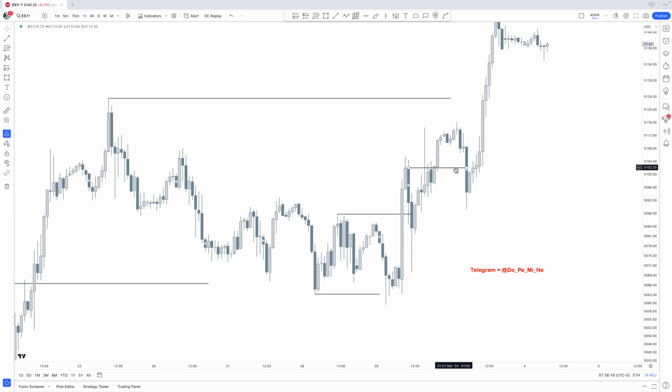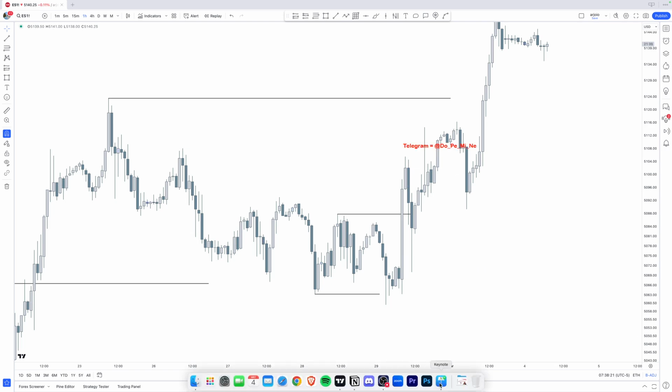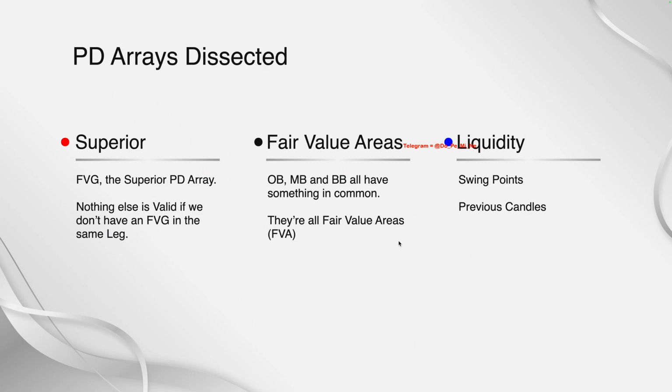So now we understand, and if we move back towards the PowerPoint, then we have gone over the superior PDA. We have gone over the fair value areas. We have gone over liquidity, swing points, and previous candles. So we have a brief and basic understanding of those PDAs and how we dissect them to make it a little bit easier to understand overall.